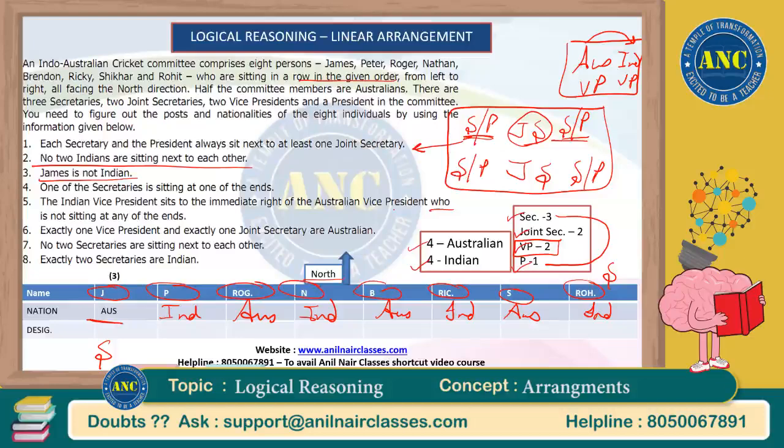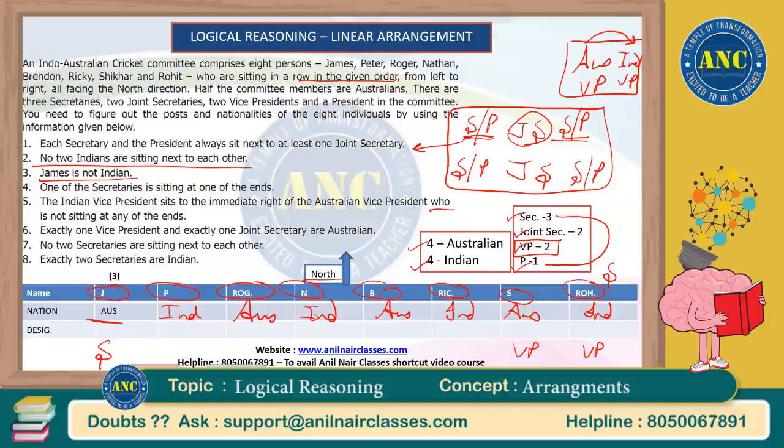Who is? So the Australian VP is not sitting at any of the ends. So if he is not sitting at any of the ends, can the Indian VP be at any of the ends? So let's see. If this guy is a VP, this guy would be an Australian VP because they are supposed to sit next to each other only.